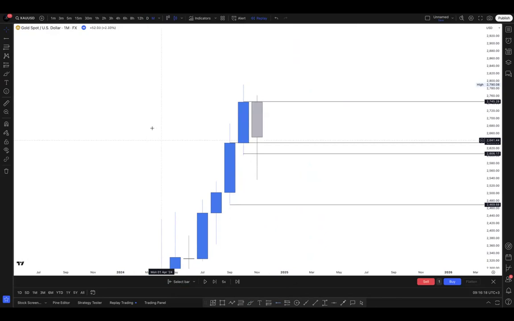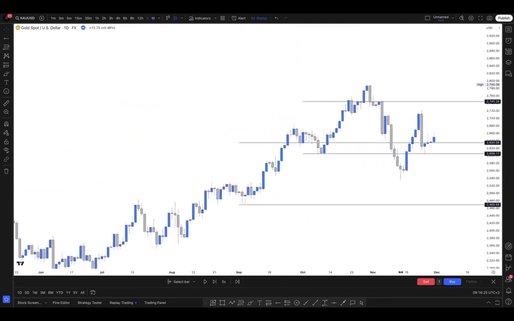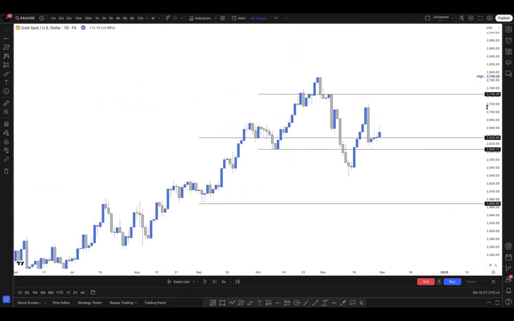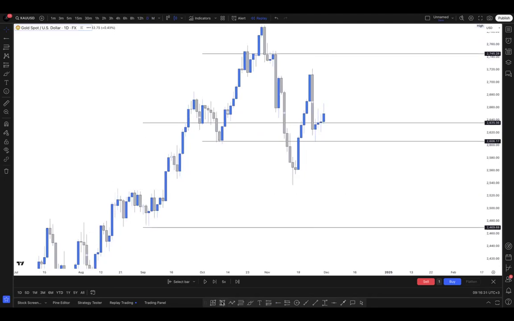Monthly connects more with the daily. So if you go to the daily, we have this daily area of liquidity. This one. That's why price performed the other cycle.